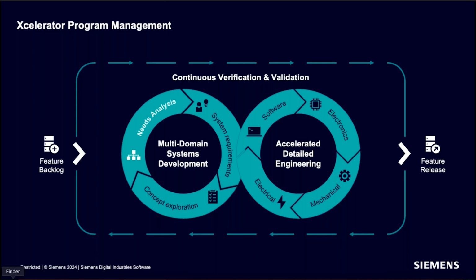And throughout this entire cycle, we have continuous verification and validation. That means we don't just wait until we have the product on the back end and then simulate it all again, right? Or test it or prototype it. We want to be able to continuously verify and validate our requirements throughout the process.